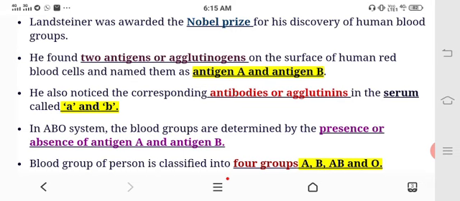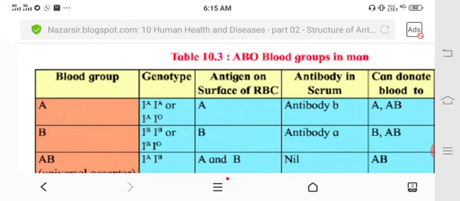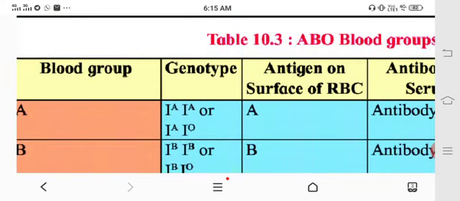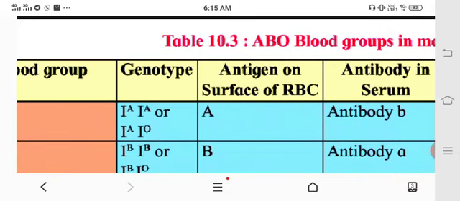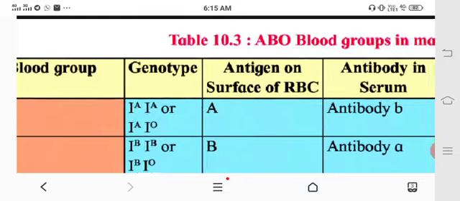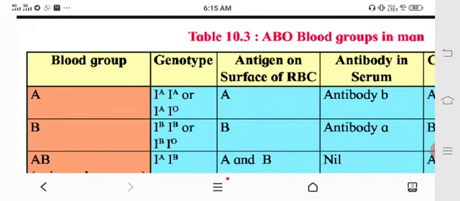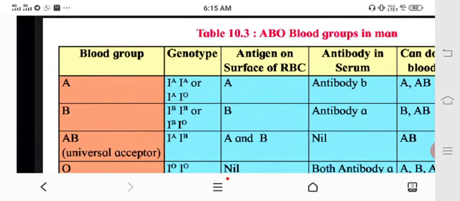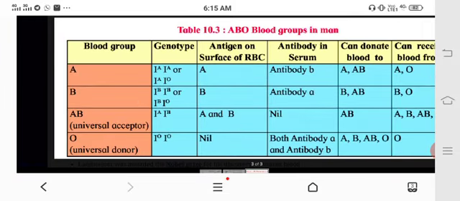Now in this chart, ABO blood group in man, you will see the blood group, their genotype, antigens present on the surface of RBCs, antibodies present in the serum, the persons who can donate blood to which persons and can receive the blood from which persons.